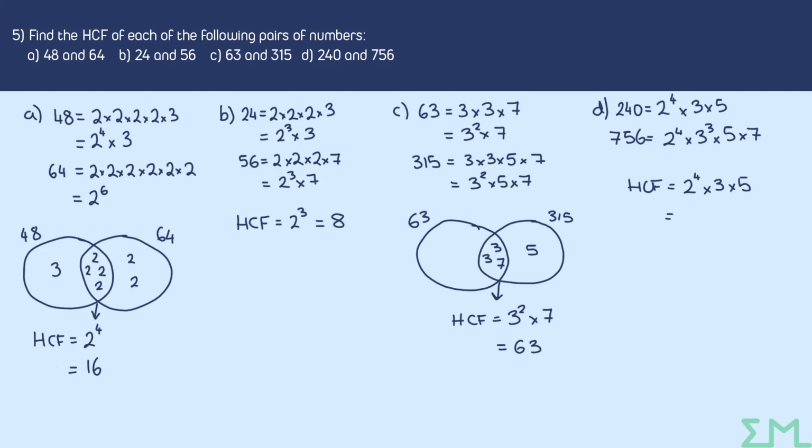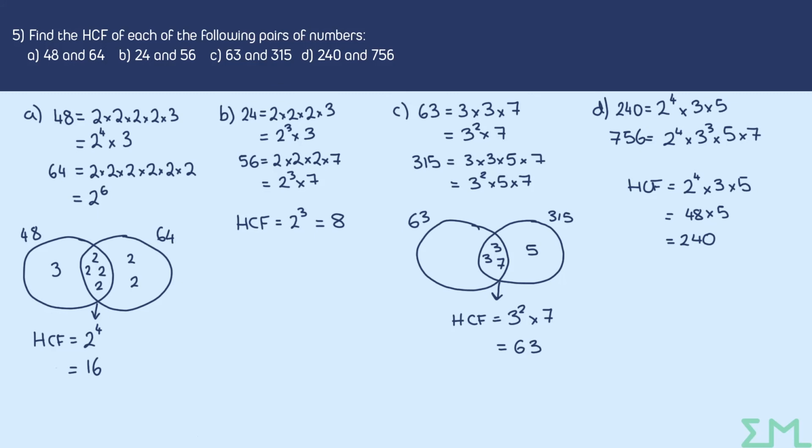Let's see what we've actually got here. 2 to the 4 is 16 times 3 is 48, so that's 48 times 5. Remember what I said before, times it by 5 to a large number, you just times by 10, 480, and you halve, 240. So key thing to remember, if you're using a Venn diagram, then everything in the Venn diagram multiplies to make LCM, just the overlap multiplies to make HCF.